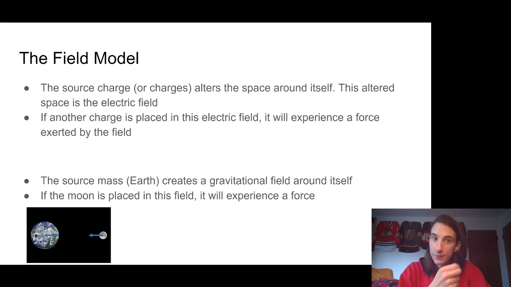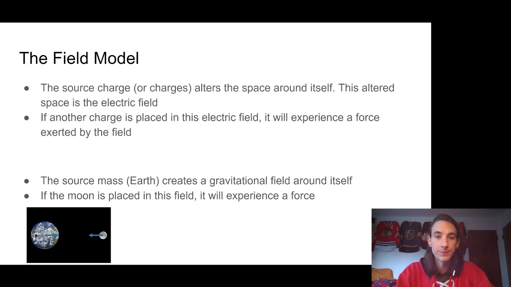So when we're looking at this field model, the source charges are the things that are actually altering the space. So we care about the charged object that's actually creating the field. Every charged object is going to create a field. We look at this one object and then see what happens when we bring other objects around it, or predict what would happen if we brought other charged objects around that source charge. So the source charge alters the space around itself, and this altered space is called the electric field. And if another charge is placed in the field, it will experience a force that's exerted by the field. So the field is the thing that's exerting the force on this little test charge that we bring in to the source charge.